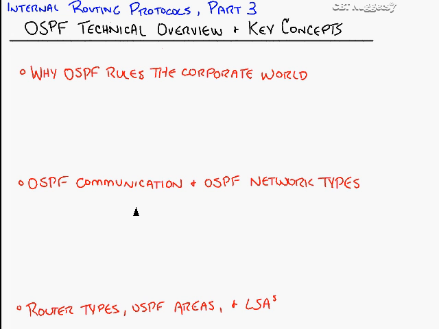Number two, we're going to spend time looking at how OSPF communicates between all of the routers and all the OSPF network types, and what it looks like when neighbor relationships begin to form between these OSPF routers, different types of neighbor relationships, and how to troubleshoot neighbor relationships. There's so much to this. And then we're going to finish it up by going through all of the router types, the OSPF areas, and different link state advertisements, or LSA types, that we're going to encounter with OSPF.